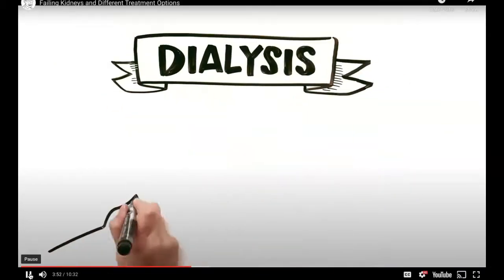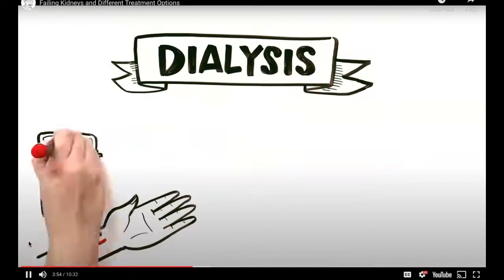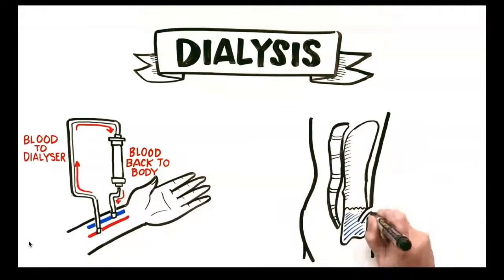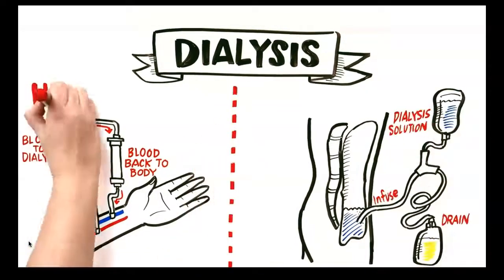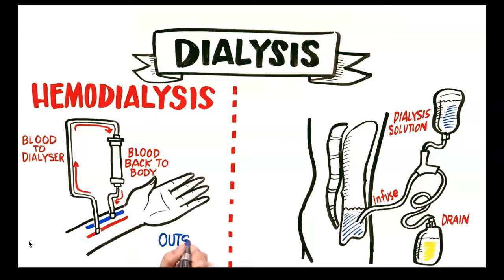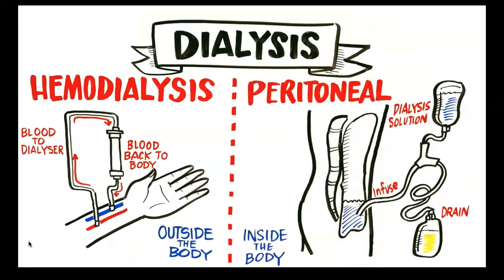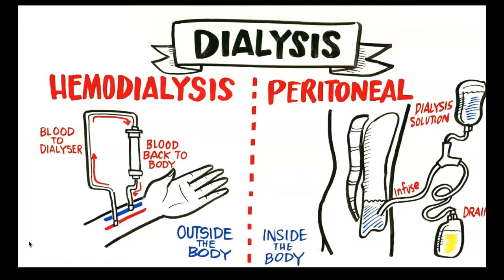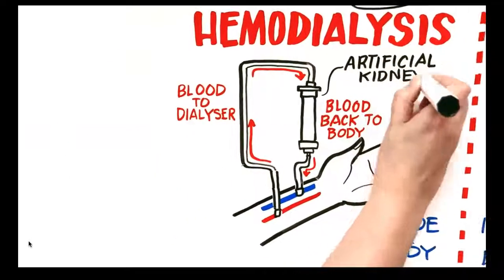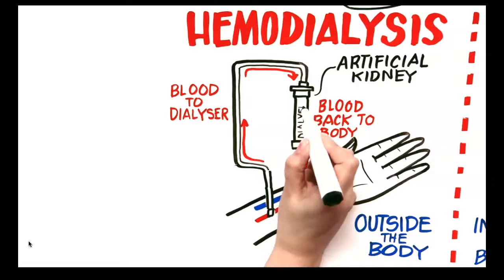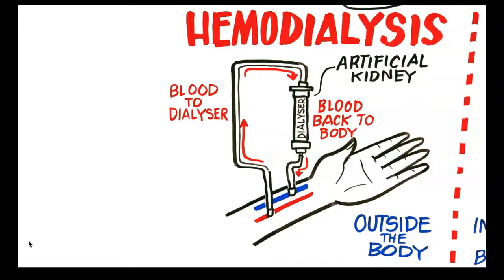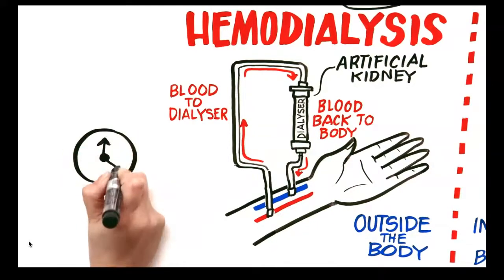Dialysis is when we replace a function of the kidney using special equipment to clean the blood. There are two basic kinds of dialysis: hemodialysis, which happens outside the body, and peritoneal dialysis, which happens inside the body. Hemodialysis is when your blood is passed through an artificial kidney, which is called, of course, a dialyzer. You'll need to make some changes to your diet and drink less fluid.